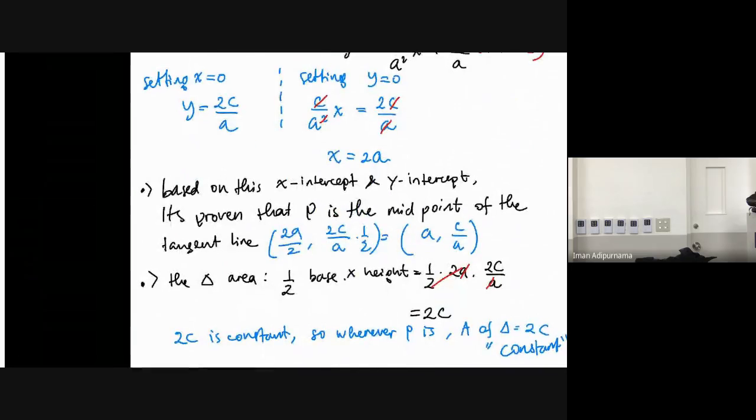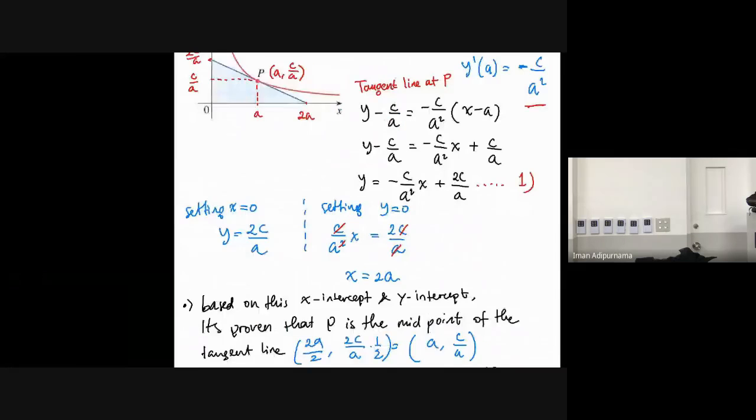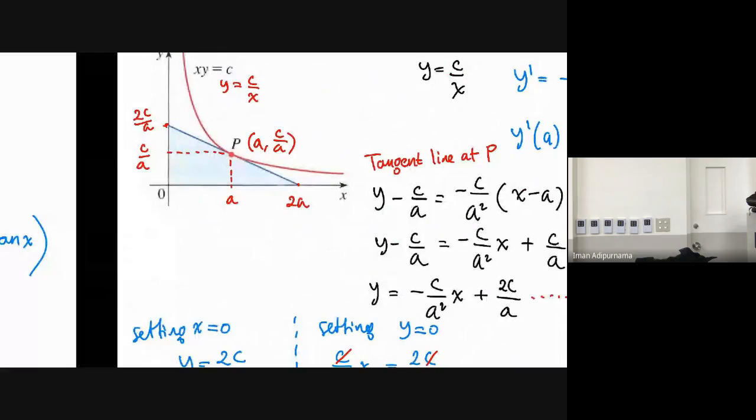And then the triangle area, because we know the base and height, it is 2a and 2c over a. It's always 2c. Because c is constant, the area is always constant. Whenever you change your p, maybe here or here, the triangle will also change, right? But it will change in proportion with c. So it will always be 2c, so always constant.